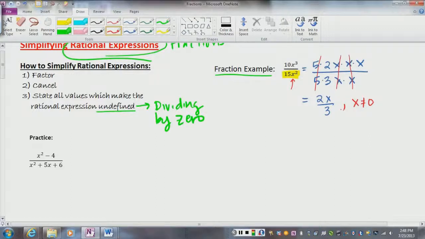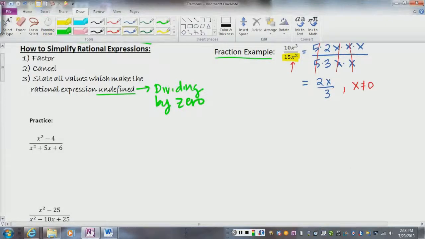Let's go ahead and do one that is a little bit more complicated. This one's going to involve factoring, and you're going to find that in this unit, factoring is a key element to getting these rational expressions simplified. I look at this problem here, and I notice that x squared minus 4 is a difference of squares. When I factor this numerator, it's going to factor x plus 2 times x minus 2. When I factor the denominator, that's going to factor x plus 3 times x plus 2.